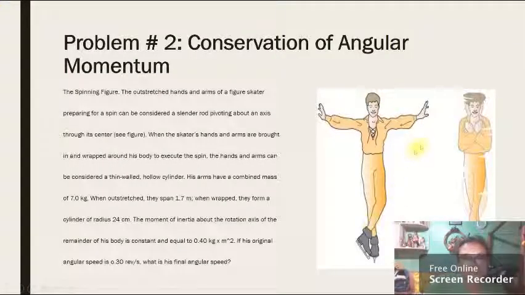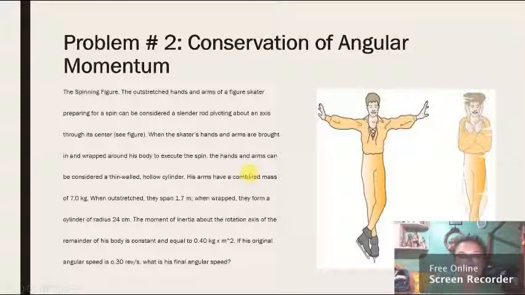Okay, so problem number 2 is about conservation of angular momentum: spinning figure. The outstretched hands and arms of a figure skater preparing for a spin can be considered a slender rod pivoting about an axis through its center. When the skater's hands and arms are brought in and wrapped around his body to execute the spin, the hands and arms can be considered a thin-walled hollow cylinder.